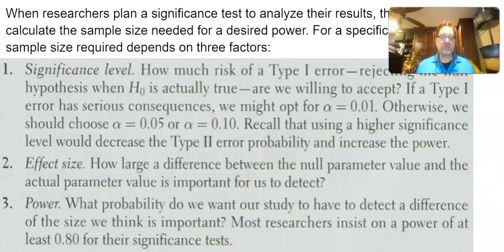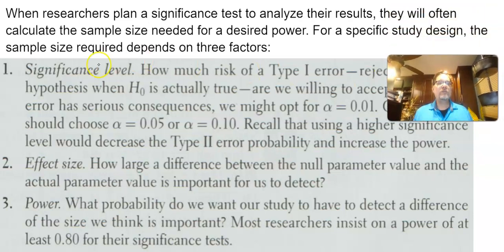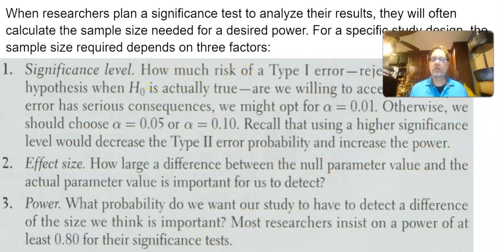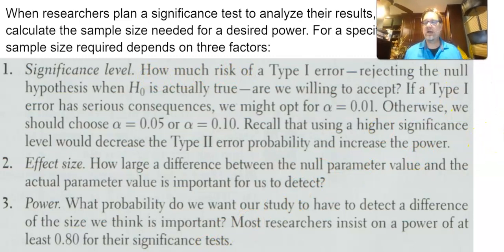When researchers, and that's us, we are researchers, we're statisticians, plan a significance test to analyze our results, we're often going to calculate the sample size needed for a desired power. We want to know the sample size we should use. We don't want a sample size too large because that takes more time and money, and we don't want one too small because then my results won't reflect the population as a whole. For a specific study design, the sample size required depends on 3 factors. Significance level, that's our alpha.